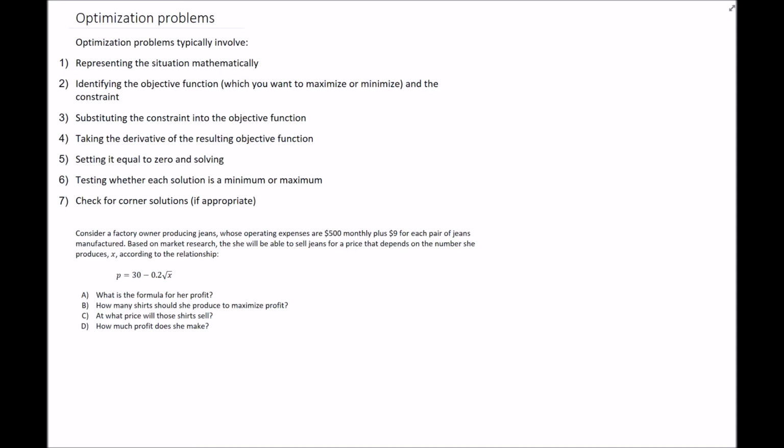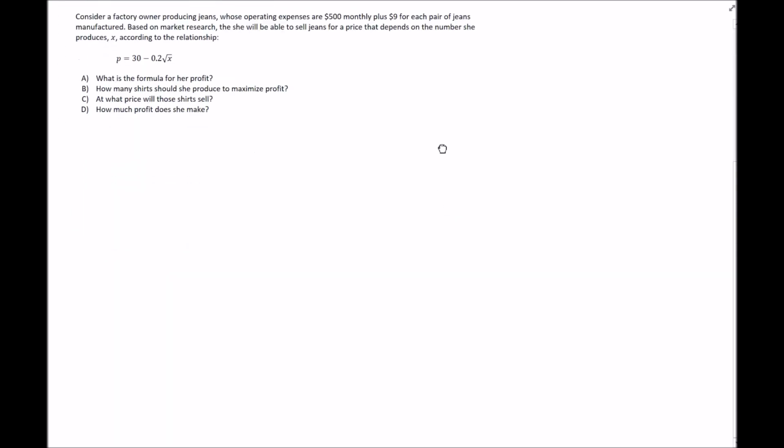All right, so here's another example. You may at this point want to just take a moment, pause the video, try it on your own. So this is a typical economic style maximization problem where we have a factory owner. The factory produces jeans. Her fixed costs every month are $500, and then she has costs of $9 additional for each pair of jeans.